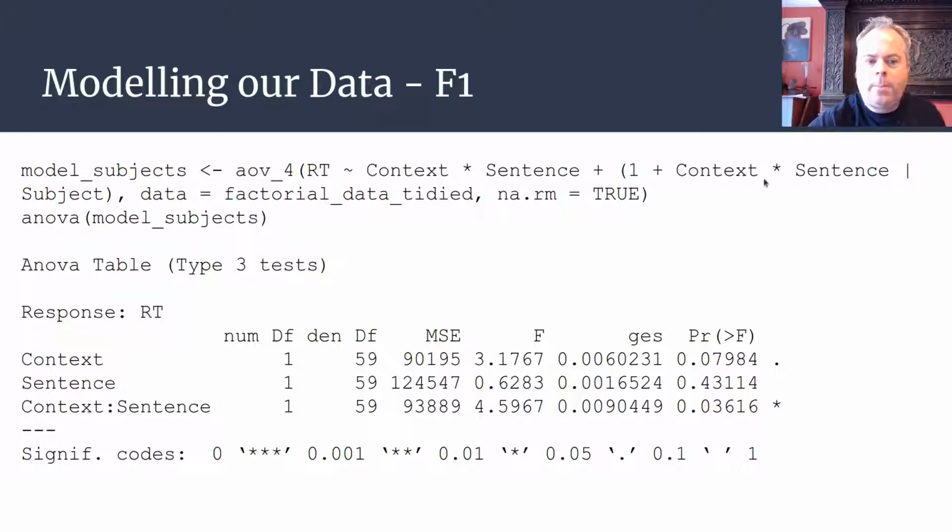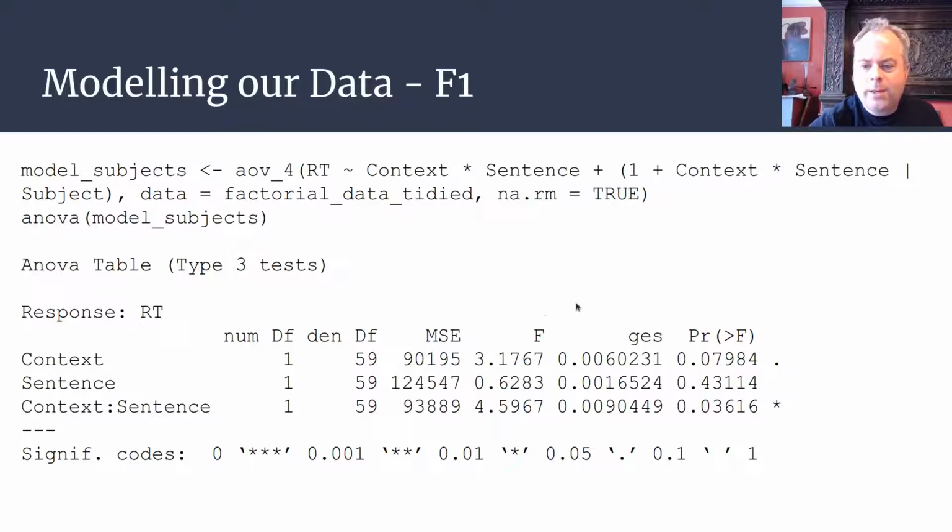So we can build our model. We're going to say in the model as well that we're going to ignore cases where they're missing data points. I think if you don't include this, it's going to throw an error. So we're going to say na.rm is equal to TRUE. We're going to map the output of this ANOVA model onto our variable model subjects, and then we can ask for our model subjects model to be output in ANOVA format.